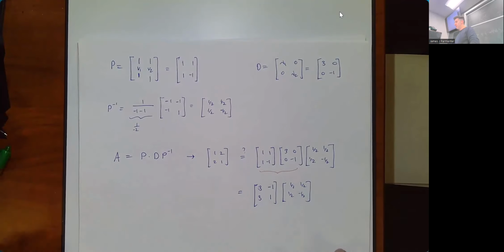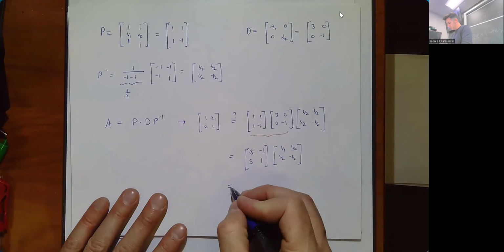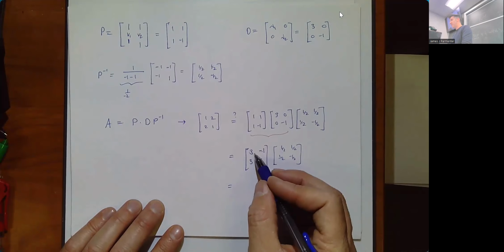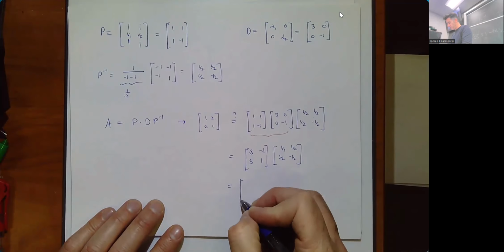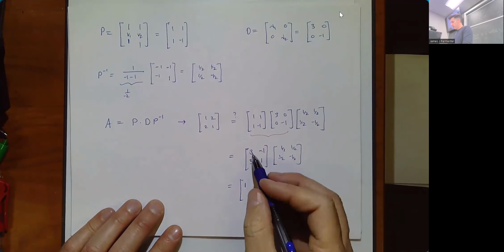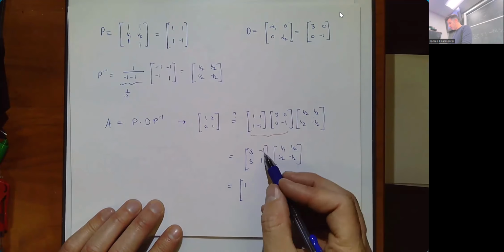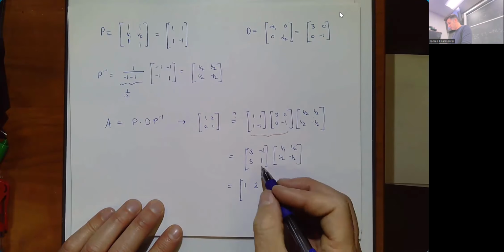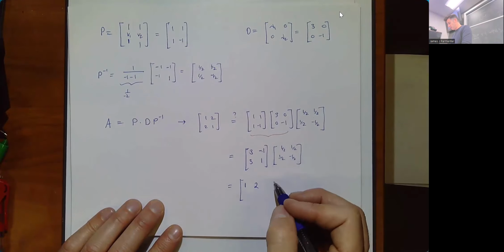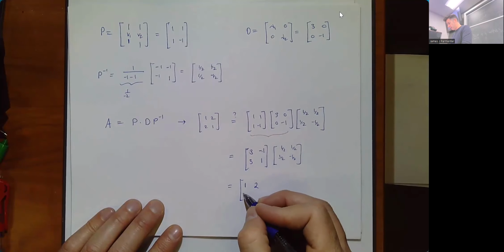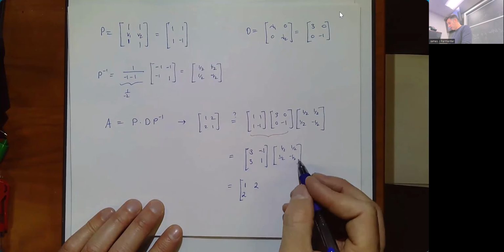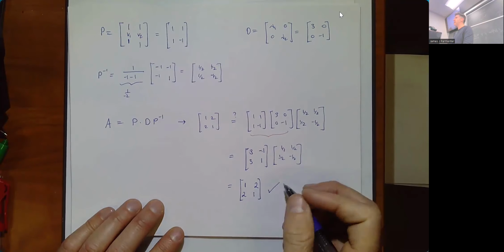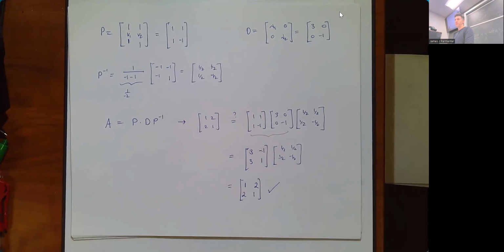And now things are going to get a little bit messier. So now 3 times 1/2 plus -1 times 1/2 is 3 halves minus 1/2, which is 2 halves. 3 times 1/2 minus 1 times -1/2 is 3 halves plus 1/2, which is 4 halves. 3 times 1/2 plus 1 times 1/2 is 3 halves plus 1/2, which is 4 halves. And 3 times 1/2 minus 1/2 is 3 halves minus 1/2, which is 2 halves. Check. It's the matrix we said it should equal.